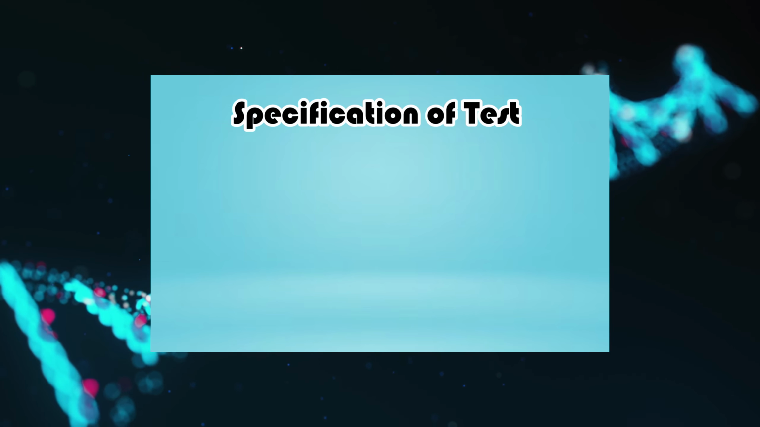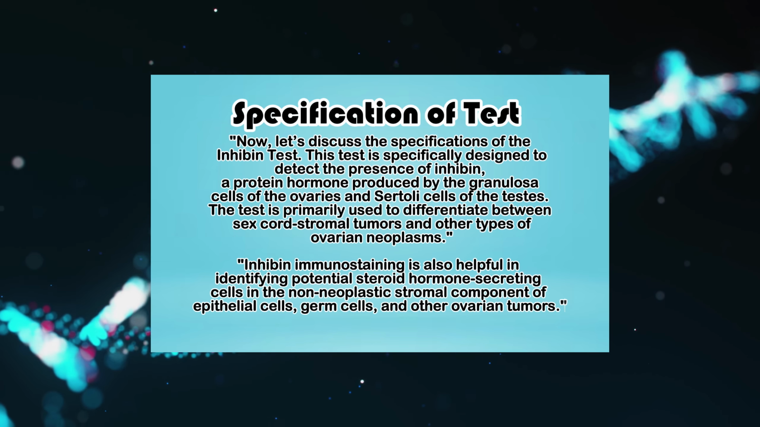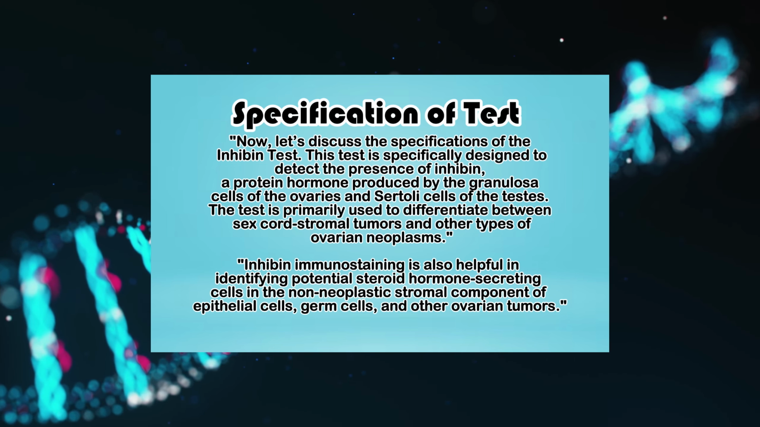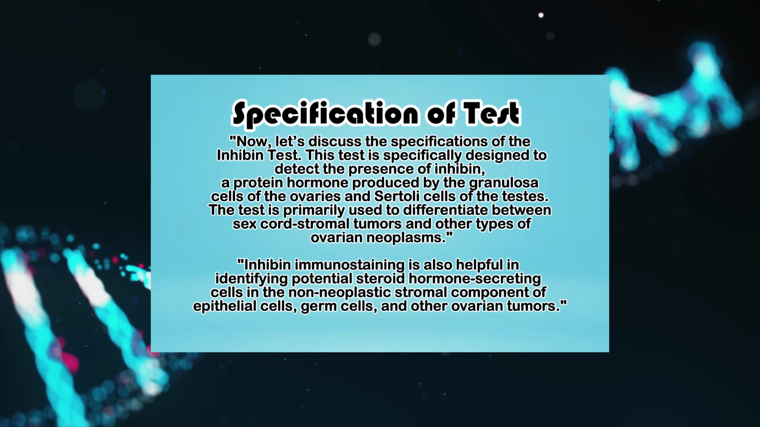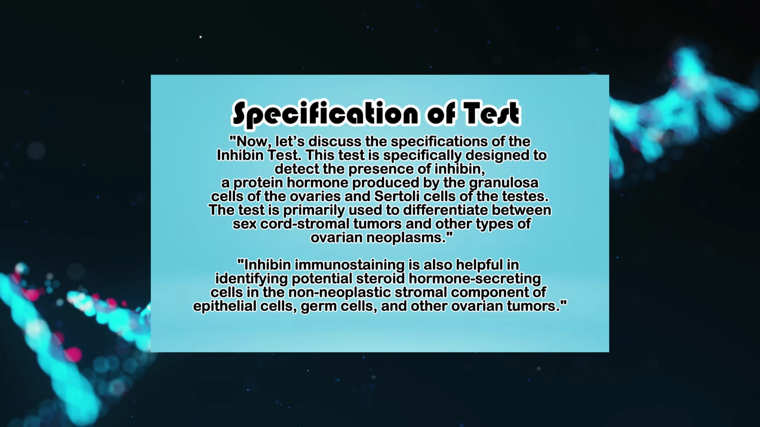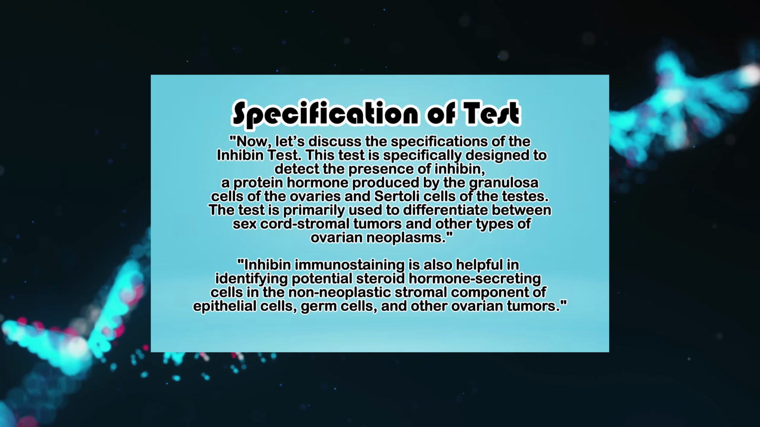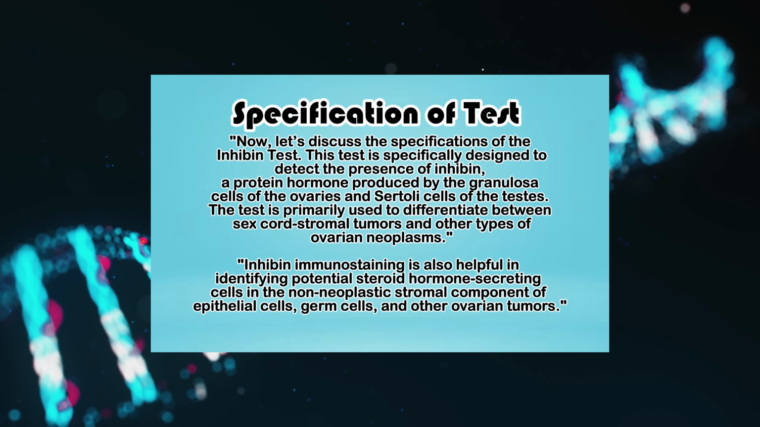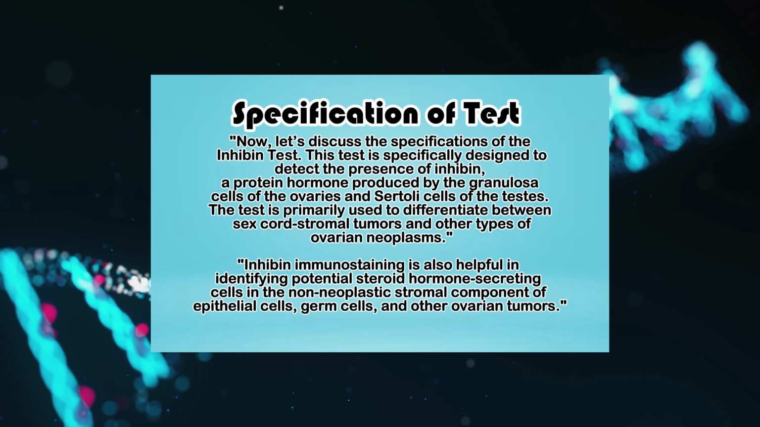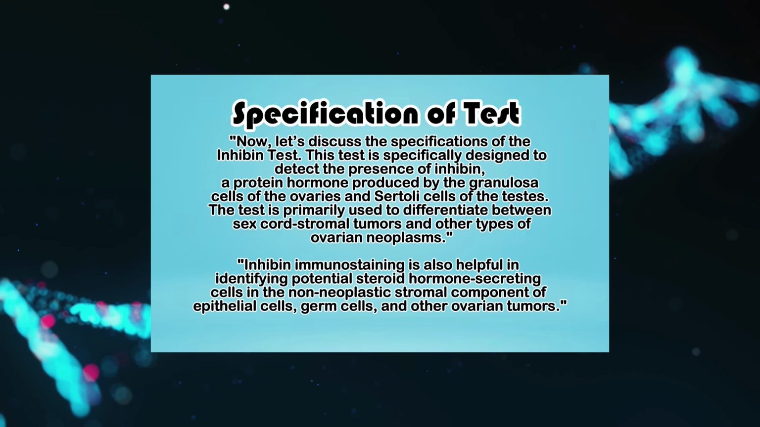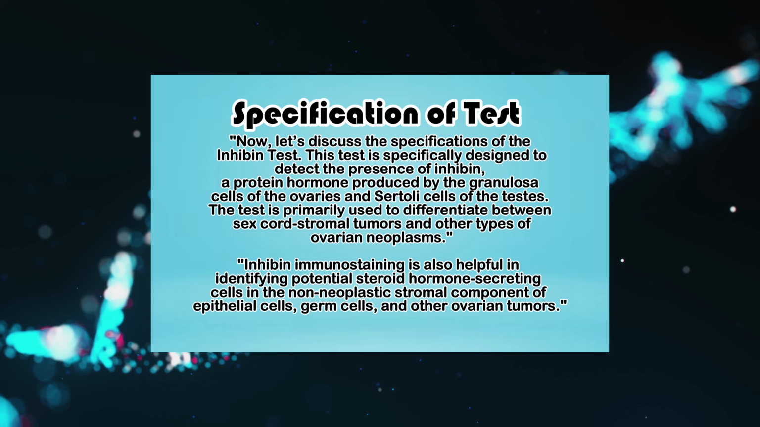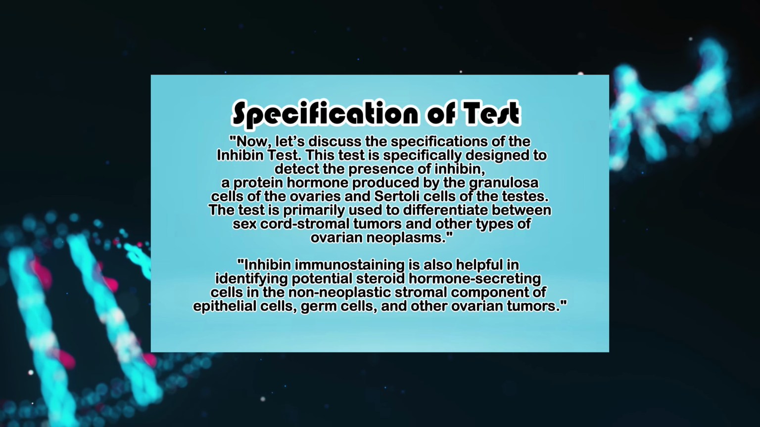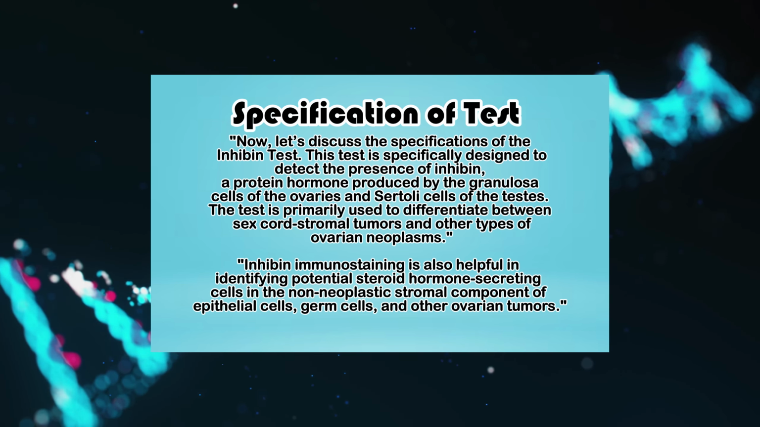Specifications of the Inhibin test. Now let's discuss the specifications of the Inhibin test. This test is specifically designed to detect the presence of Inhibin, a protein hormone produced by the Granulosa cells of the ovaries and Sertoli cells of the testes. The test is primarily used to differentiate between sex cord stromal tumors and other types of ovarian neoplasms. Inhibin immunostaining is also helpful in identifying potential steroid hormone-secreting cells in the non-neoplastic stromal component of epithelial cells, germ cells, and other ovarian tumors.